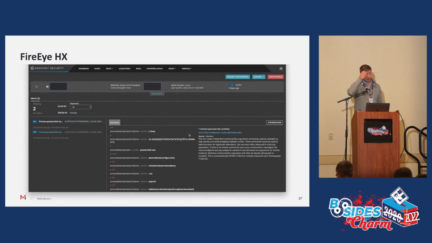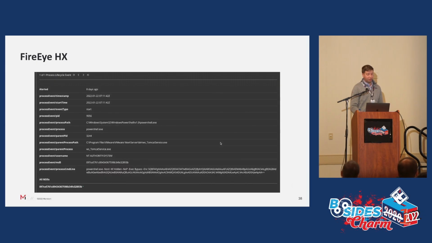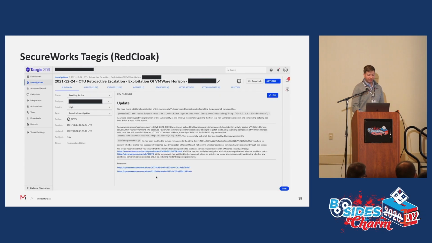Specifically in FireEye HX, it will detect suspicious PowerShell methodology out of the box, looking for encoded PowerShell and things like that. But again, to rehash it, you have that ws_TomcatService.exe launching PowerShell, and then you can see as a command line argument that encoded command, which will go and fetch that stage 2 payload.